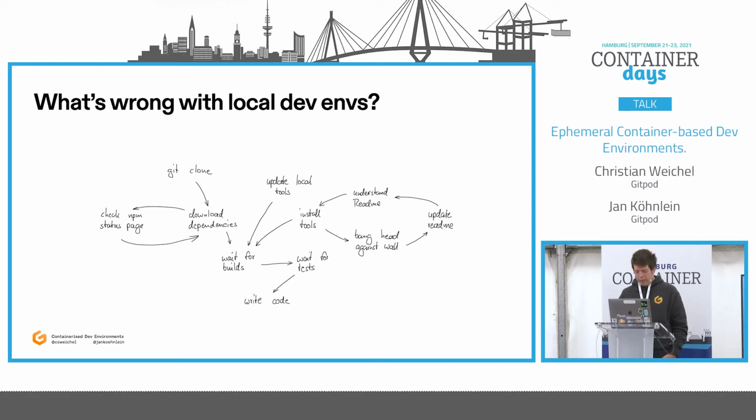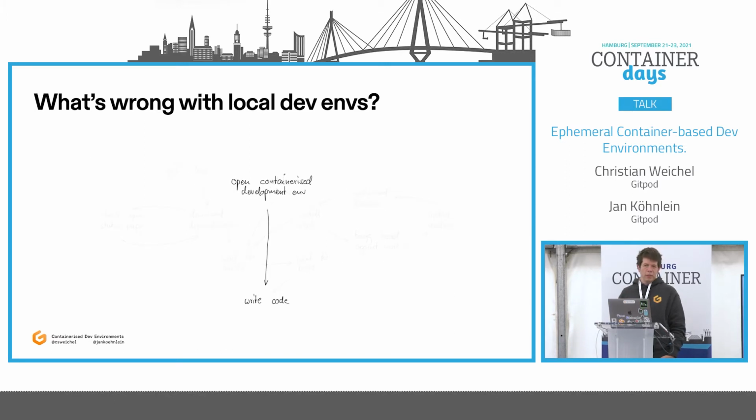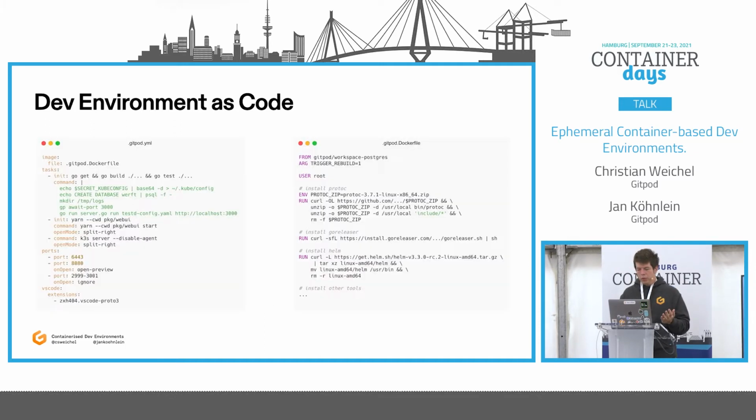What we would rather have is an environment where we open our containerized dev environment and we're ready to code. So to be able to have something like this, we first need to move away from this informal description that we have in a README and move to something that is essentially dev environments as code. And here's one way how this could happen.